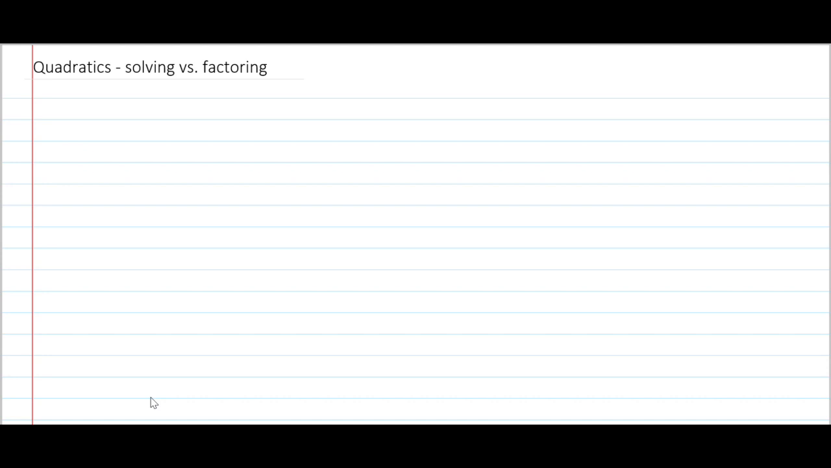Okay, so in this question, I will talk about quadratics, in particular with regards to solving versus factoring. Many students are often confused about what they're supposed to do when they're asked to solve a quadratic equation, or if they're asked to factor a quadratic. So let me give you maybe a little bit of a scheme.